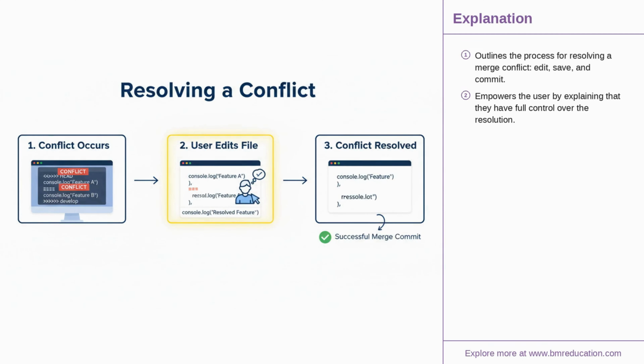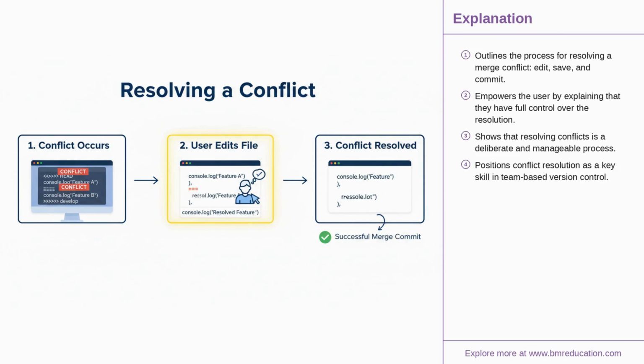Resolving a conflict simply means you have to look at the competing changes marked by Git and decide which version to keep, or manually edit the file to combine both changes. Once you've cleaned up the file and saved it, you tell Git the conflict is resolved and you can complete the merge. It's a manual step that ensures the final code is correct.